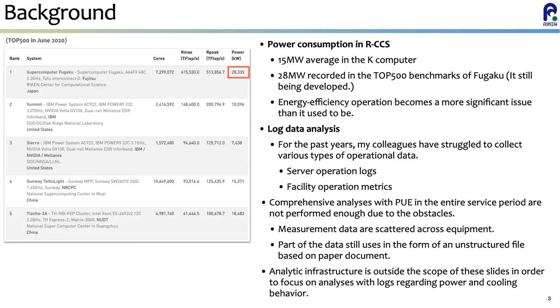Let's get started with the background. Today, power consumption is one of the significant issues in supercomputing centers as well as data centers. Maybe it is directly linked to the budget. In fact, no data center can provide any services without electricity. At the time of the K computer, power consumption was about 15 megawatts on average. Times have changed. Today in the Fugaku period, power consumption reached 28 megawatts in the TOP500 benchmarks. Energy efficient operation becomes a more significant issue than it used to be.